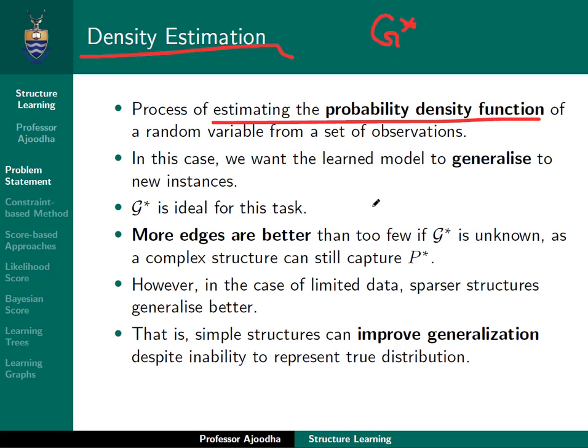So in this case, we want to learn a model which generalizes, right? We don't want a model that has too many edges because it might overfit to specific scenarios of the data. And we don't necessarily want that because sometimes having a sparser network means that we can have improved generalization. So a simple structure sometimes is better for density estimation.